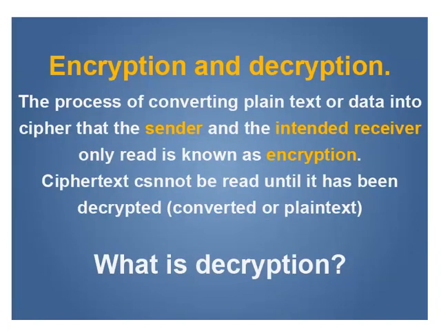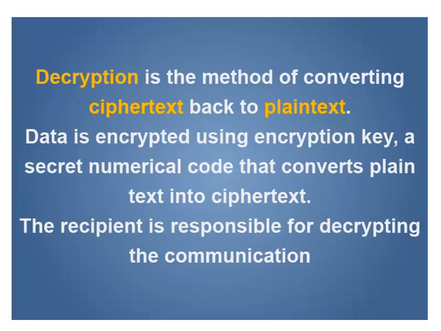Encryption and decryption. The process of converting plain text or data into cipher that only the sender and the intended receiver can read is known as encryption. Ciphertext cannot be read until it has been decrypted, converted to plaintext. What is decryption? Decryption is the method of converting ciphertext back to plaintext.